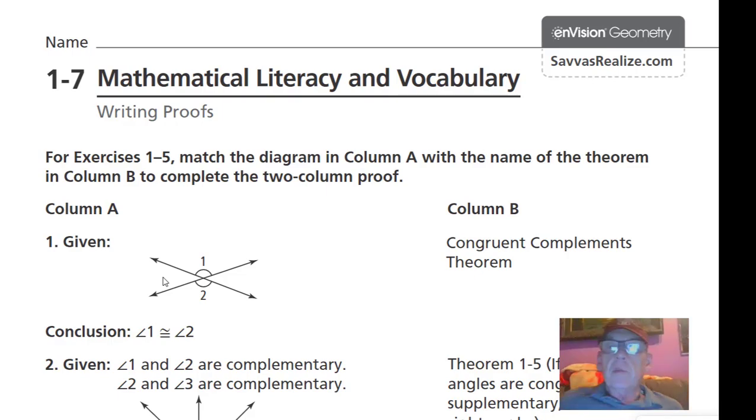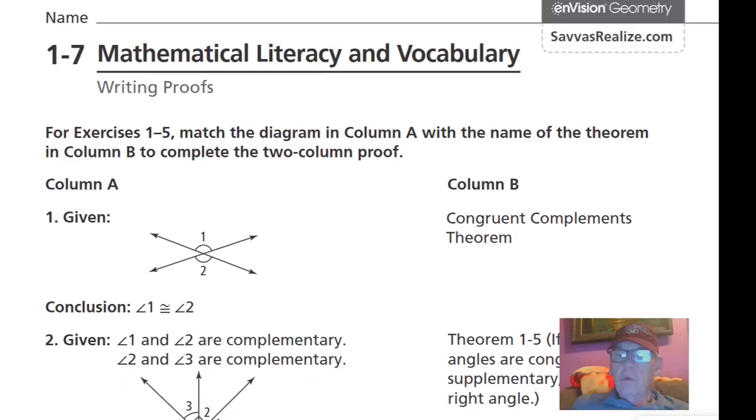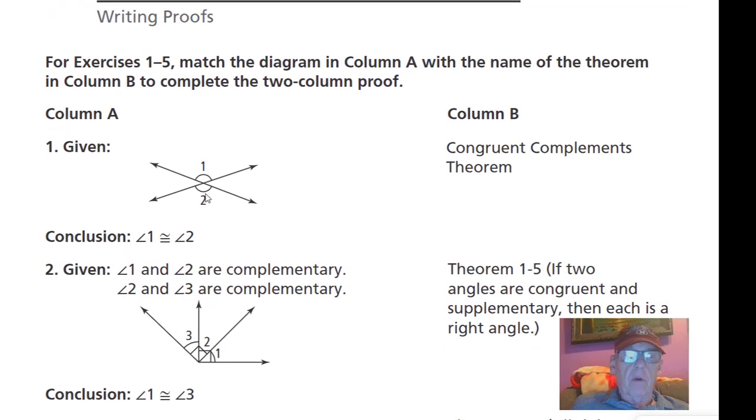Okay, this video accompanies the mathematical literacy page that goes with 1.7 on writing two-column proofs. And we want to match the diagram in column A with the name of the theorem in column B to complete the two-column proof. So let's see what we have here.